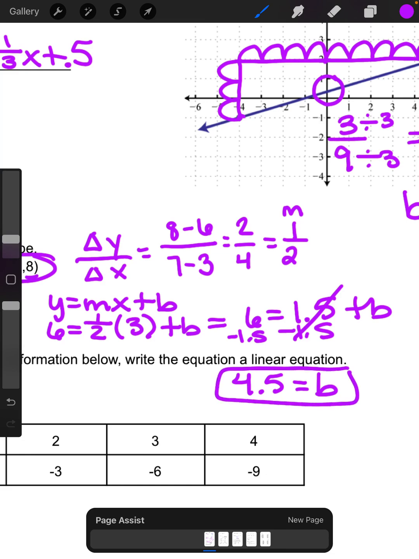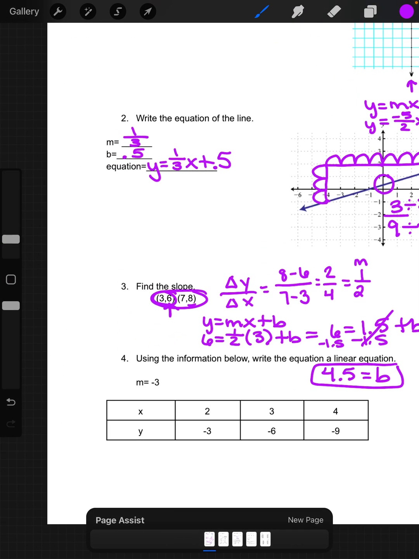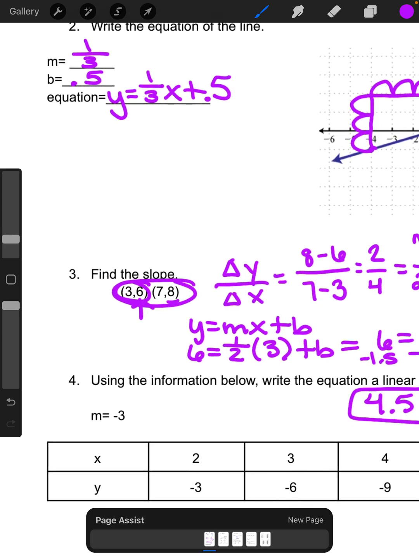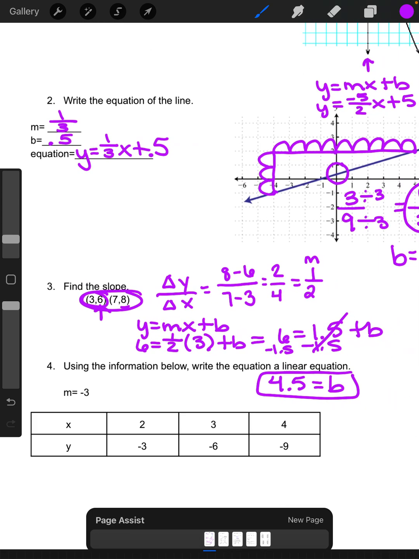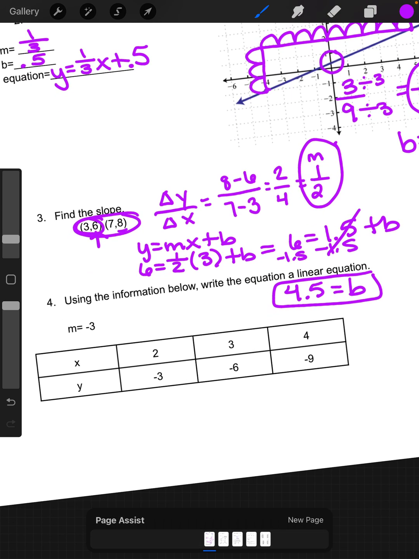So I have my slope, which we found was 1/2. I have my b, which we found was 0.5. And actually, they didn't even ask me to find b. I just went ahead and did that. So all they asked me to find was the slope. So you could have stopped here. And I just went ahead and found b. But you have it here.